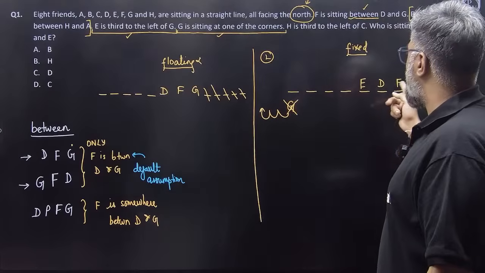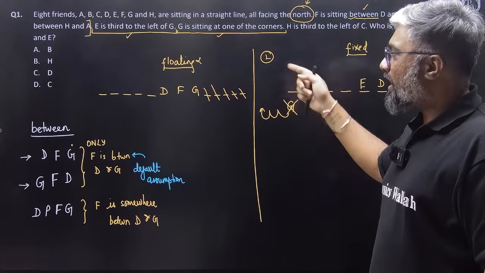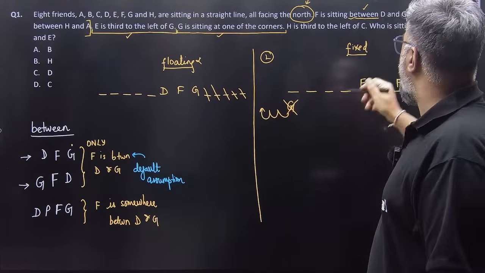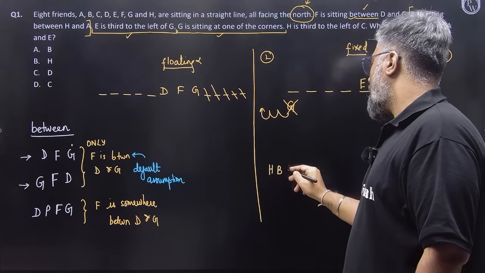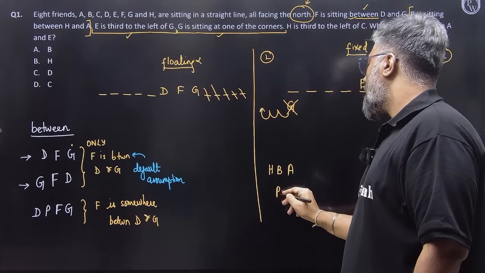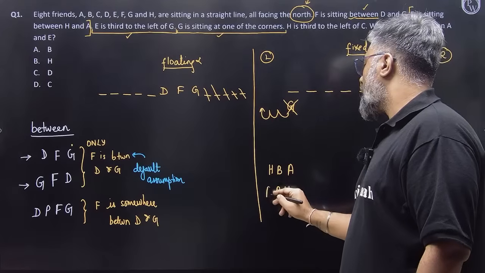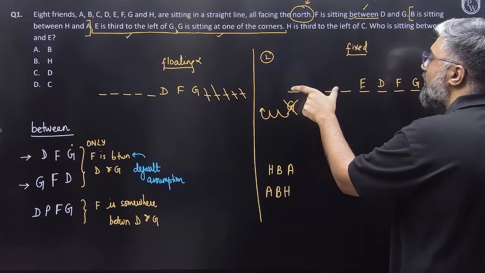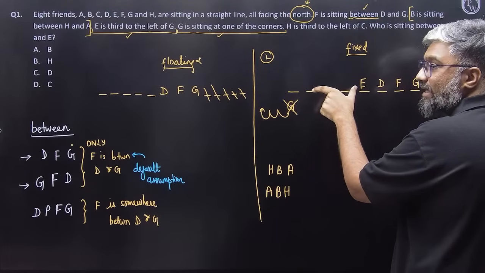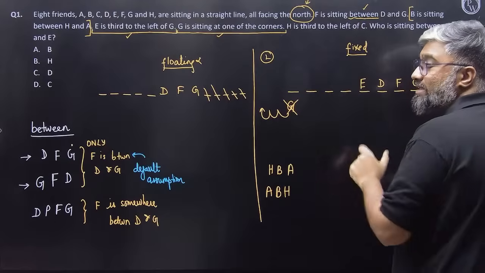Do I have H and A anywhere? No. But I know one of the two cases will happen. What? B is between H and A, or B is between A and H. One of these two should happen. Where can they come? They can come either in these three seats or these three seats, correct?